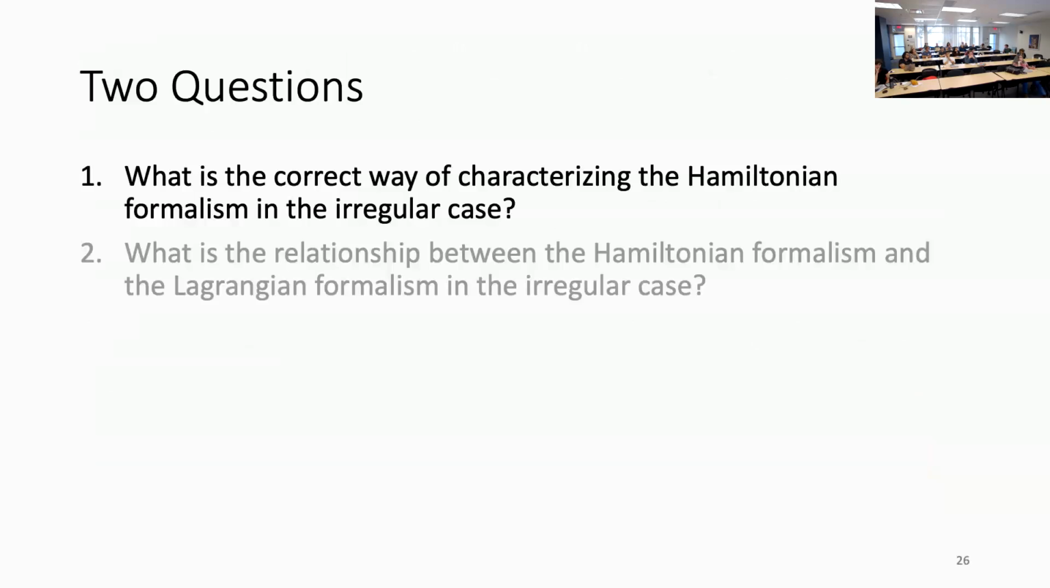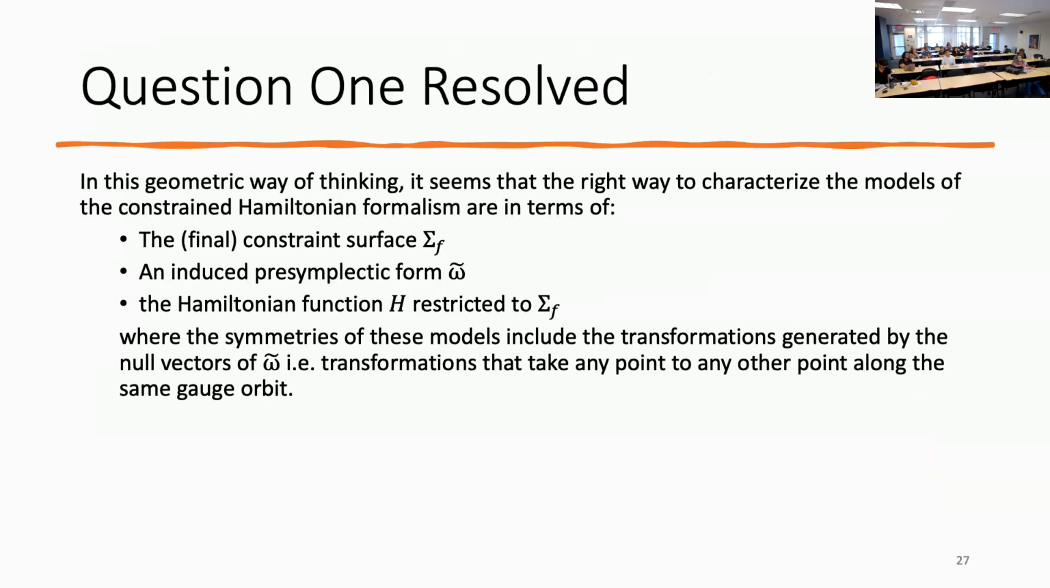Turn to the two questions I had at the beginning of the talk. We've now been looking at this first question: what is the correct way of characterizing the Hamiltonian formalism in the irregular case? And effectively, what I've argued is that at least in this geometric way of thinking, it seems the right way to characterize the models of the constrained Hamiltonian formalism are in terms of what I'm going to write as some final constraint surface, the surface characterized by the satisfaction of all of the first-class constraints, some induced presymplectic form, that is just the pullback of the form on the full space to this final constraint surface, and the Hamiltonian function just restricted to this surface.